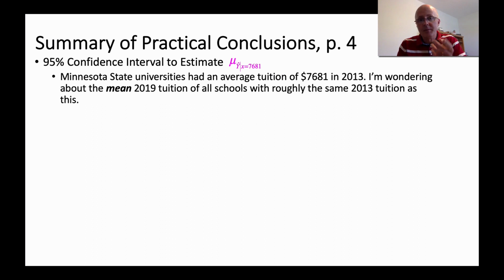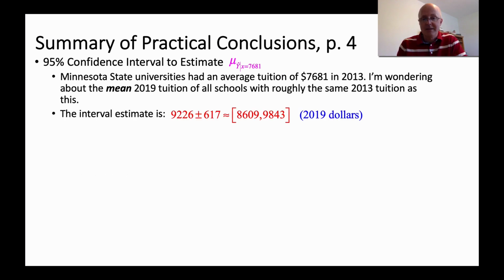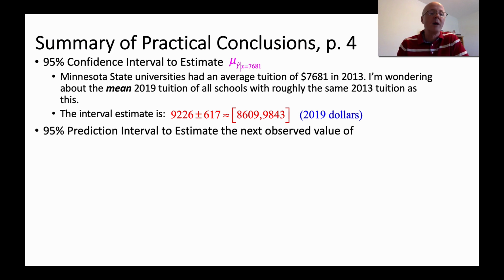We can get a point estimate from the regression line itself, plugging in x equals 7681, but then we want a margin of error. The interval estimate turns out to be this. So from 8609 to 9843 in 2019 dollars would be an interval that we're 95% confident, we're pretty sure, contains the true mean 2019 tuition of all schools whose 2013 tuition was close to 7681. Okay, that's probably the best way to interpret that. Again, it's not a random sample, so we'd have to compare with reality to see how well it does to have confidence in our model.